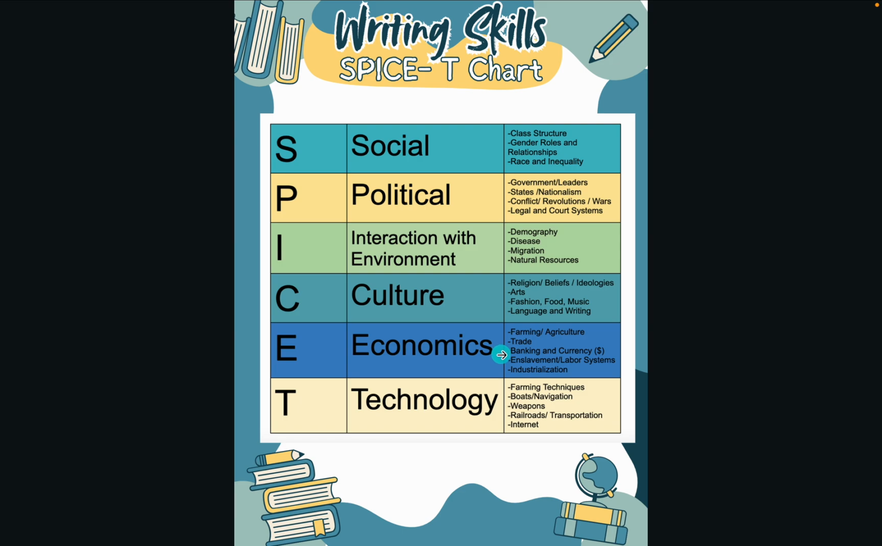How is money changing? Enslavement and labor systems, right? So we don't have enslavement anymore. That's one of the great changes. But how are work systems changing in these time periods? And then later we'll talk about industrialization.